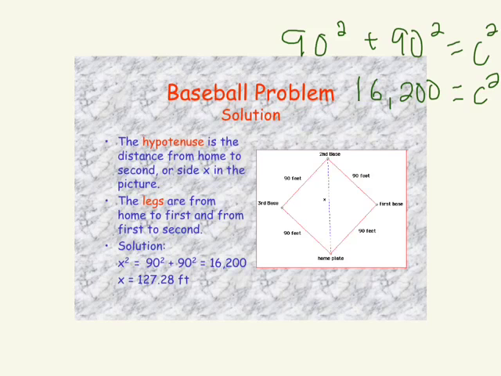And then as we talked about in class today, how do we solve this equation? Well, we take the square root of both sides. So we're left with c is equal to 127.28 feet. Now, some people say, well, shouldn't it be plus or minus? Well, think about this, guys. Is it possible for there to be a negative distance from home to second? No. So the only acceptable answer is 127.28 feet. That's the Pythagorean Theorem in action.